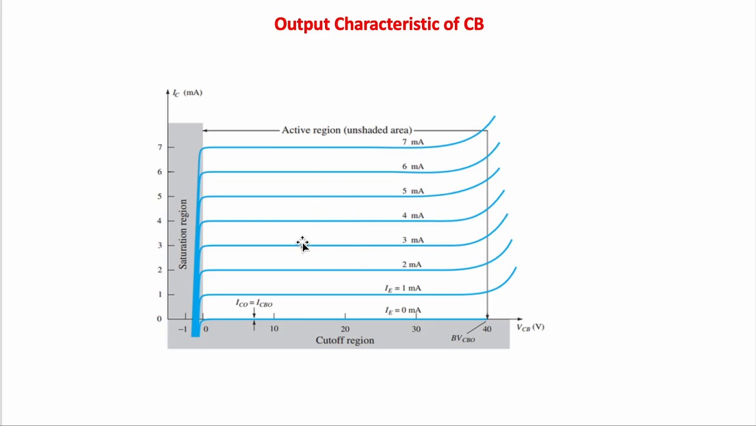For the saturation region, the transistor cannot amplify properly, so the output current drops sharply here. For the cutoff region, there is no emitter current, which results in no output current either.